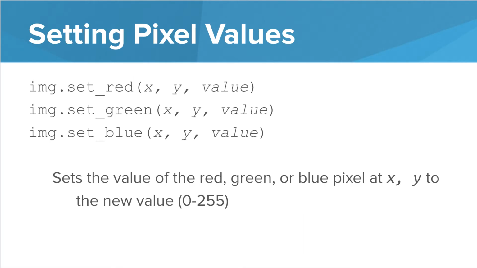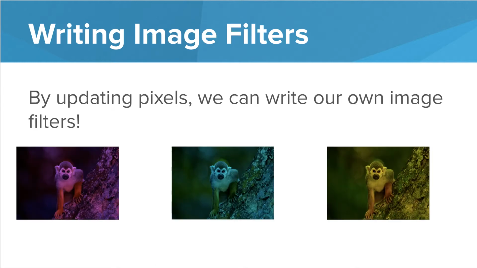We can also update the values of each pixel in the image. Once again, we are using the img image from earlier. To update the value of the pixel, we use the setRed, setGreen, and setBlue functions, and then pass the x, y coordinates along with the new values for that pixel.